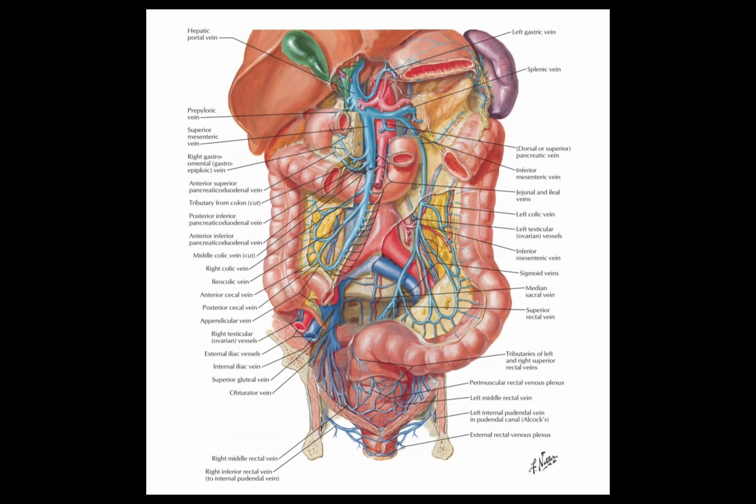Then this portal vein goes to the hilum of the liver, and it gives all this blood to the liver, and from here this blood goes to the inferior vena cava via 3 hepatic veins. So we'll see these 3 hepatic veins now.